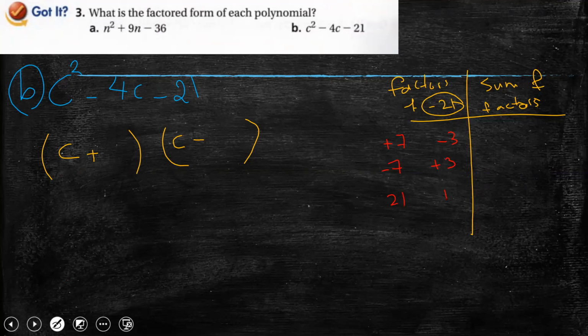21 and negative 1. Negative 21 and positive 1. Negative 1 and positive 21. Now let's find the summation.